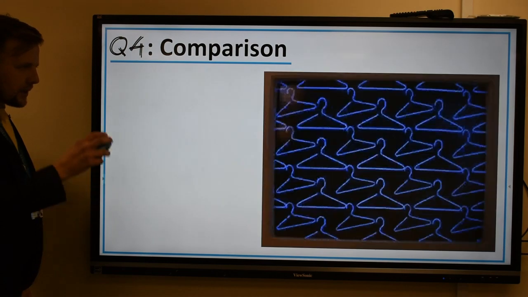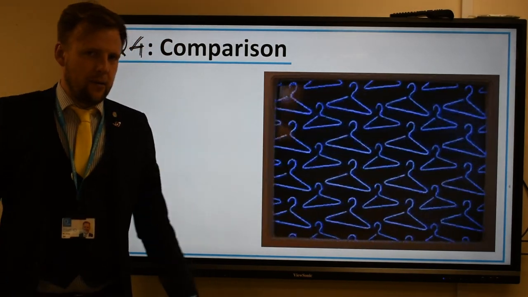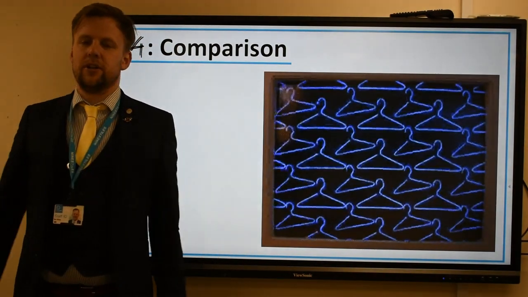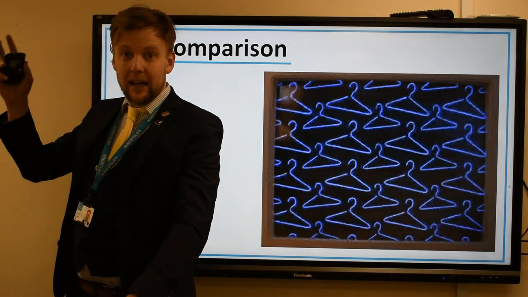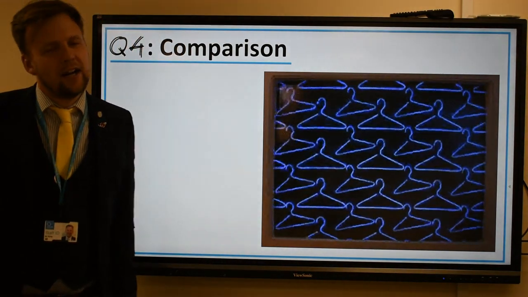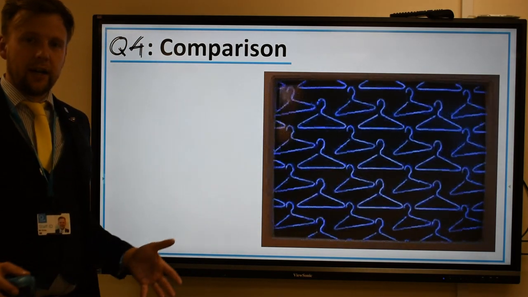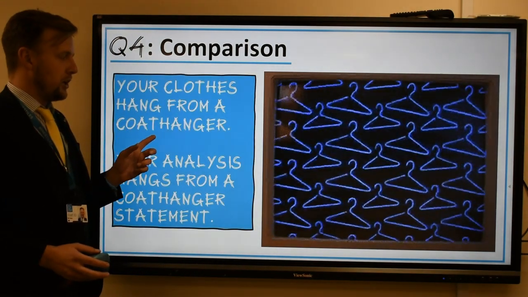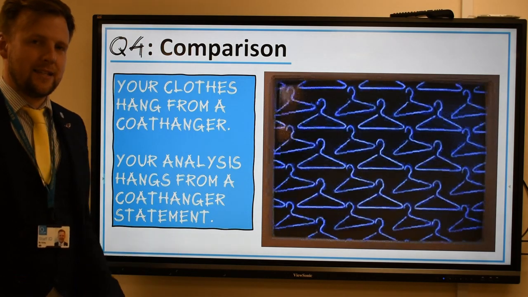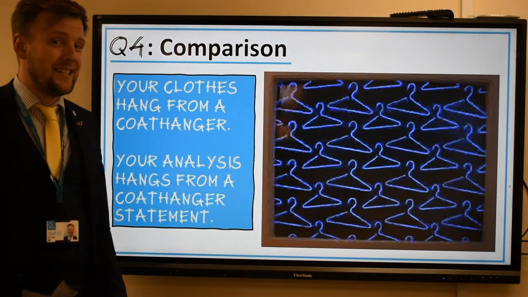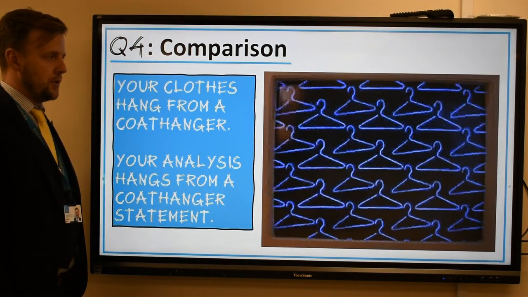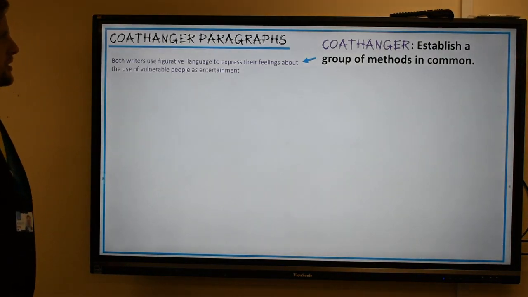Okay? Now, welcome to the coat hanger paragraph. Coat hangers. When you go home from school and you hang your blazer up, you don't chuck it on the sofa, you hang your blazer up, you hang it on a coat hanger. Okay? Just like a coat hanger hangs up your clothes, your coat hanger sentence here hangs up your ideas, hangs up your points of view. Okay? Let's have a look at what that looks like then.